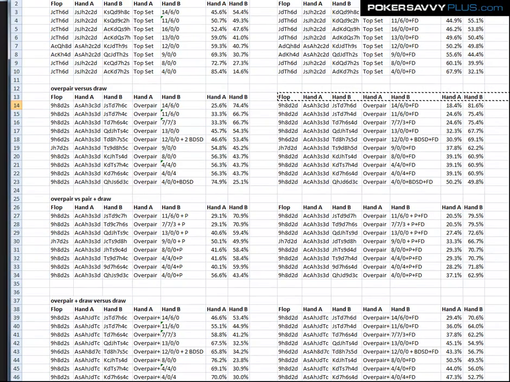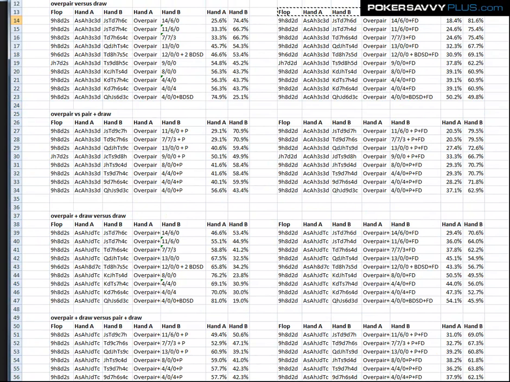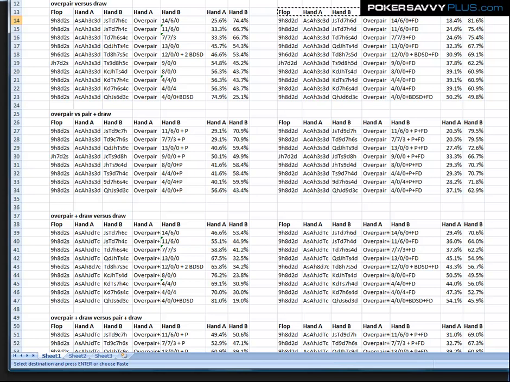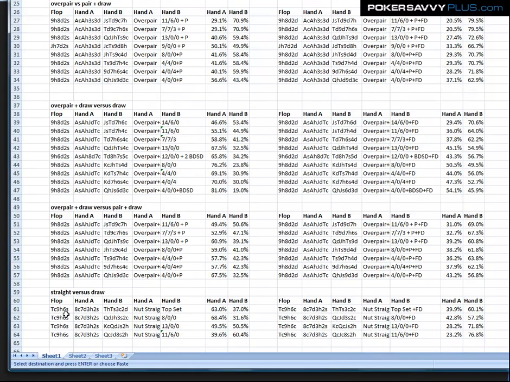Overpair versus the straight draw. Sorry, straight versus draw cases. So here we go.